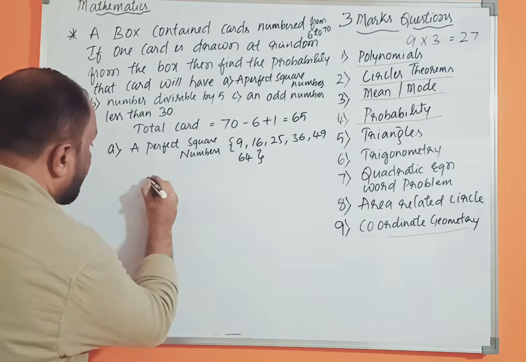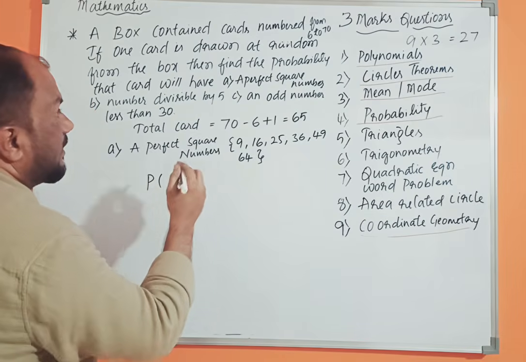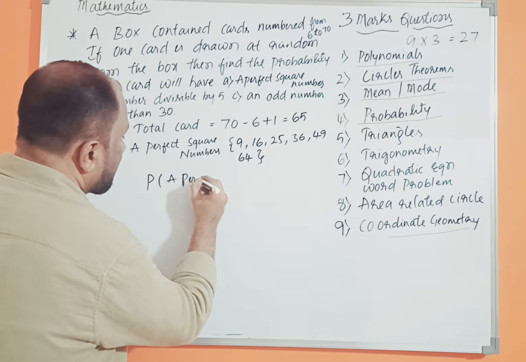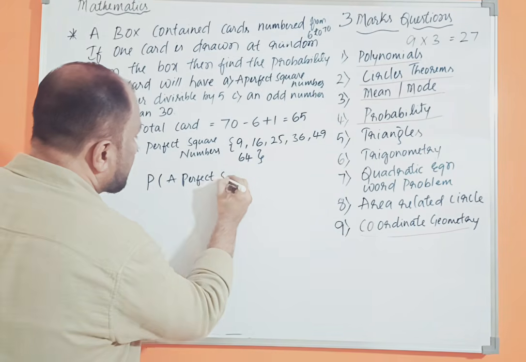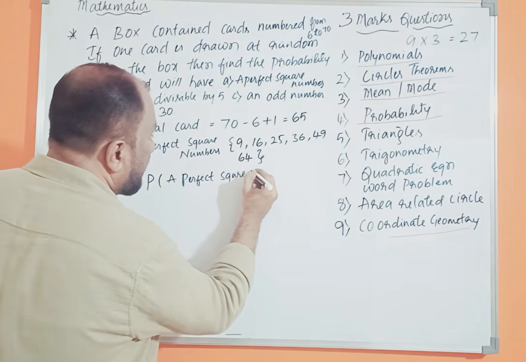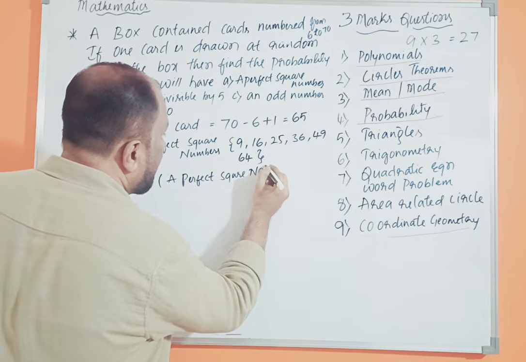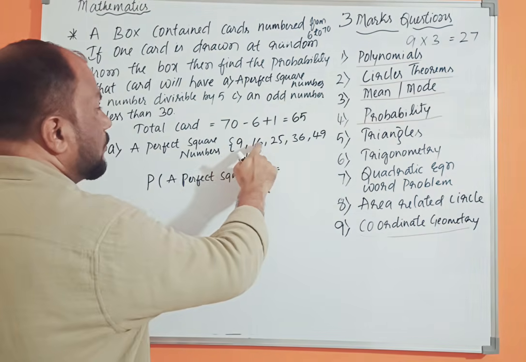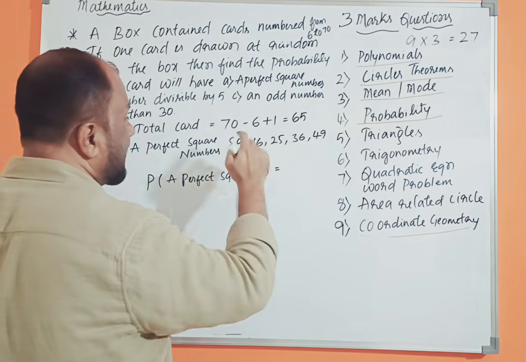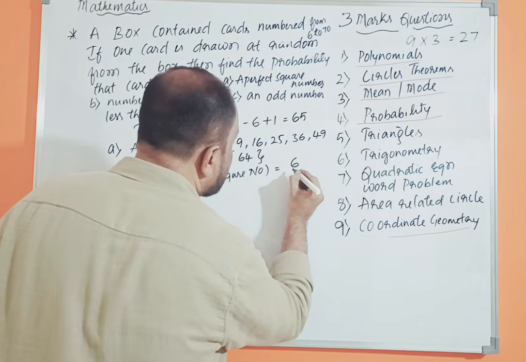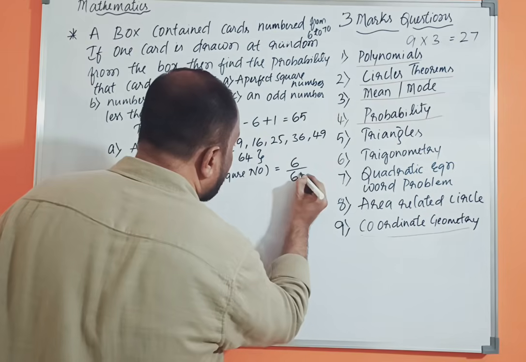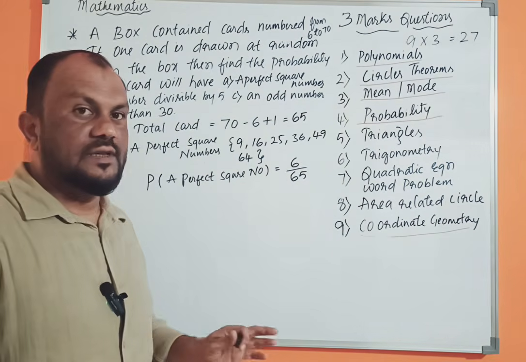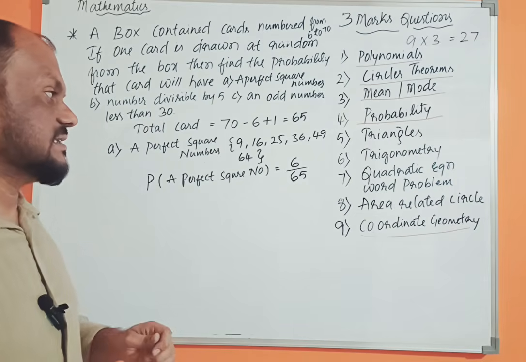So the probability of getting a perfect square number is equal to the number of square numbers, 1, 2, 3, 4, 5, 6, so 6 outcomes, divided by the total number of cards, 65. It cannot be simplified, so we keep it as 6 divided by 65.